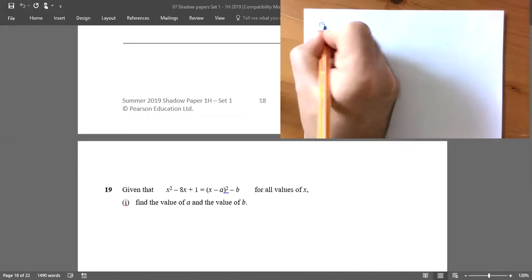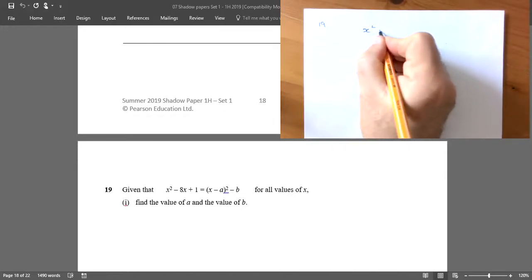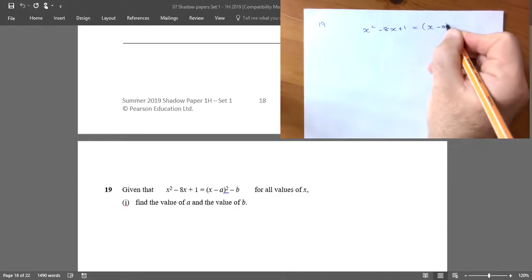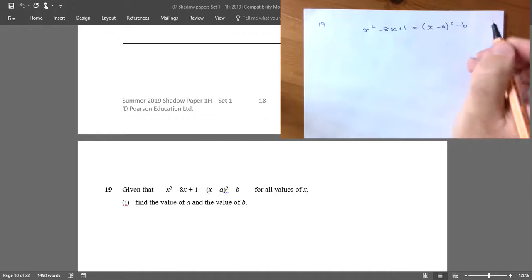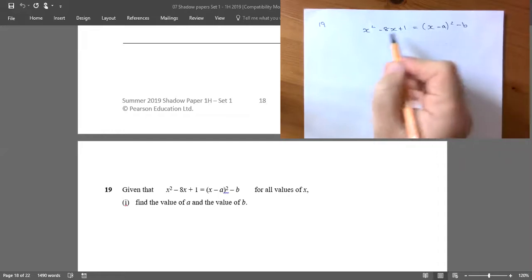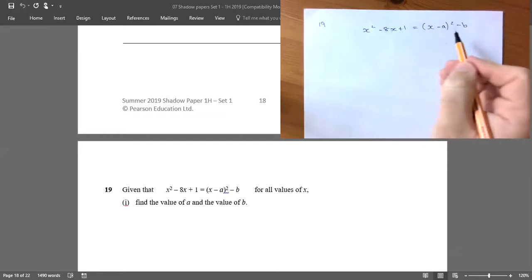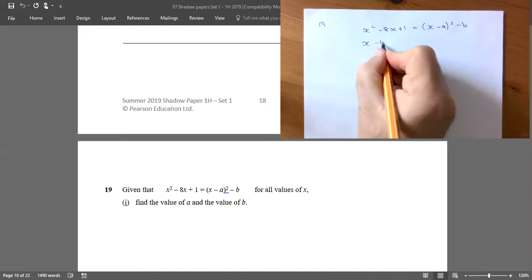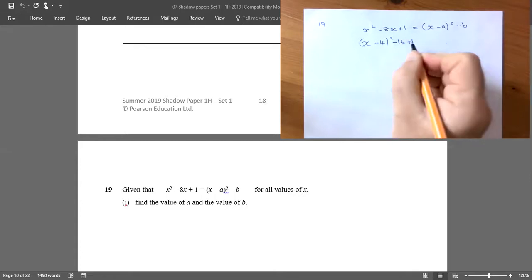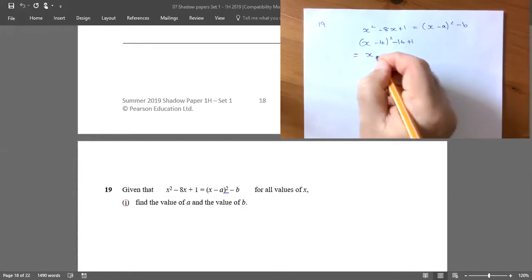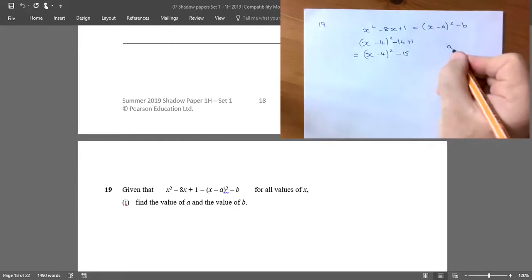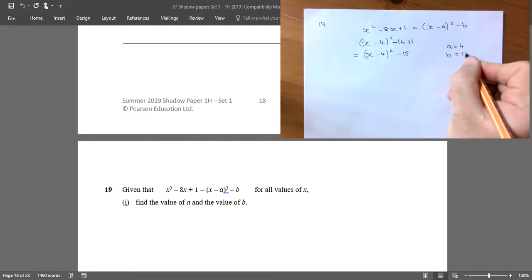So question number 19. Given that x squared minus 8x plus 1 equals x minus a squared minus b, for all values of x, find the values of a and b. So what does this start to look like? It looks like we've completed the square. So x minus 4 all squared, I get an extra 16, so I've got to subtract that, plus 1. So that equals x minus 4 all squared minus 15, where a equals 4 and b equals 15.